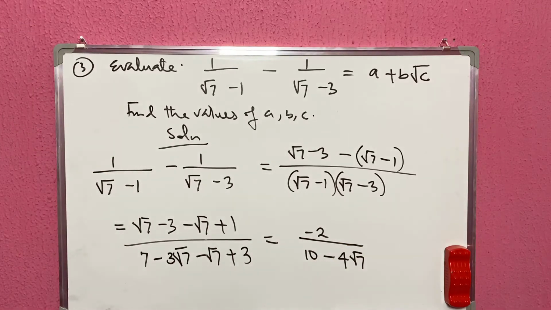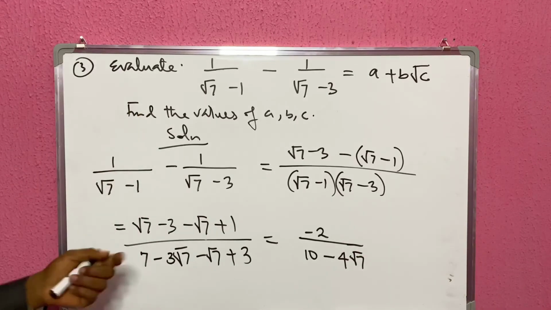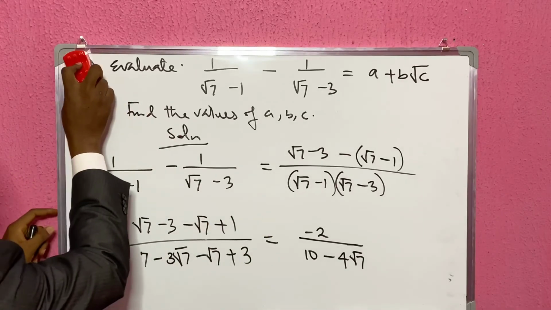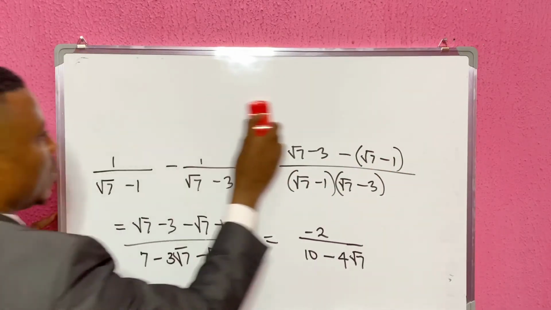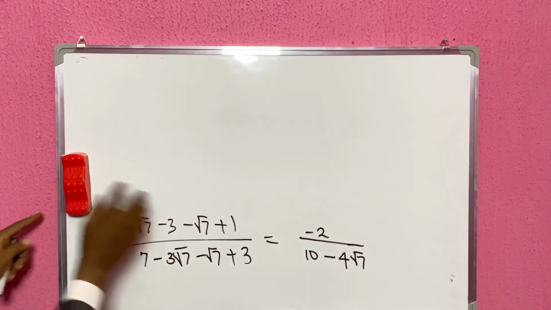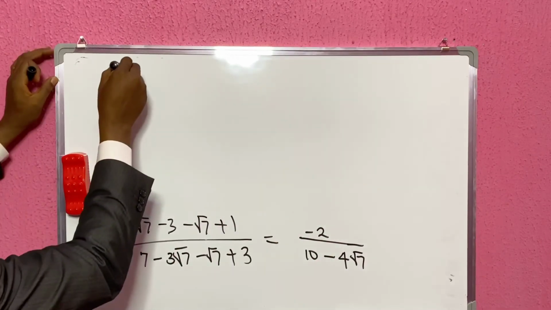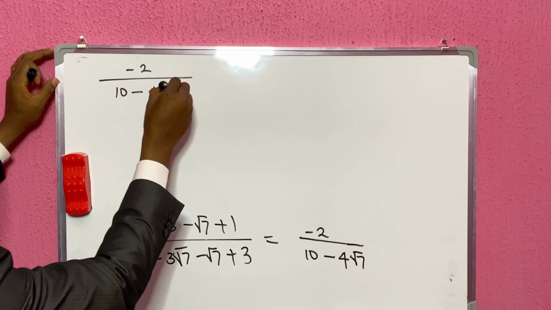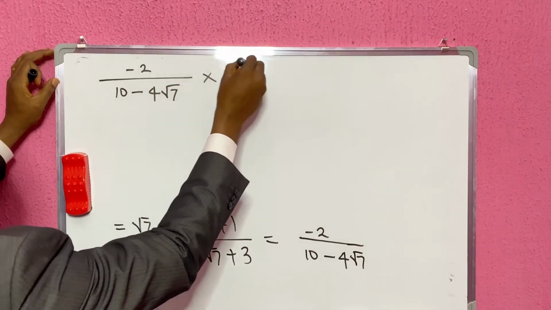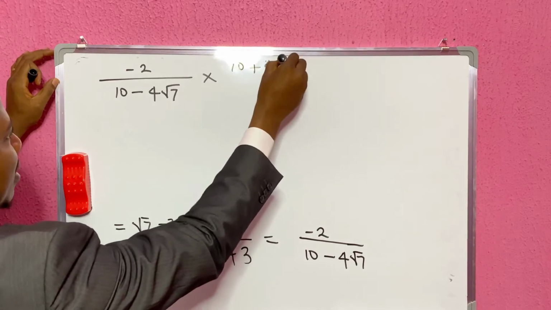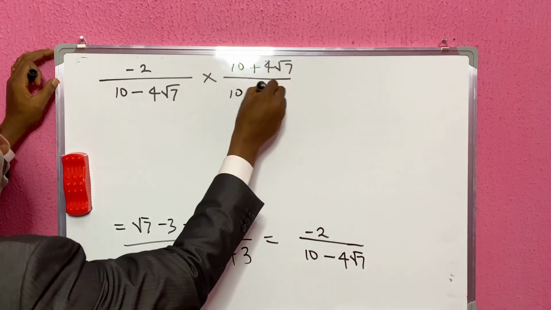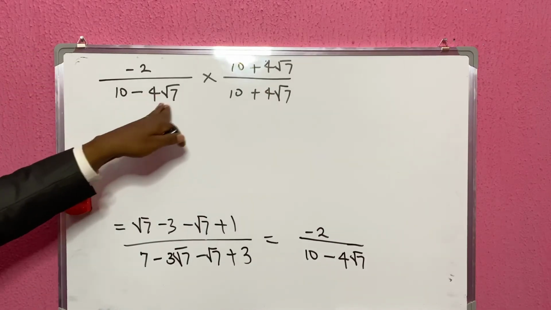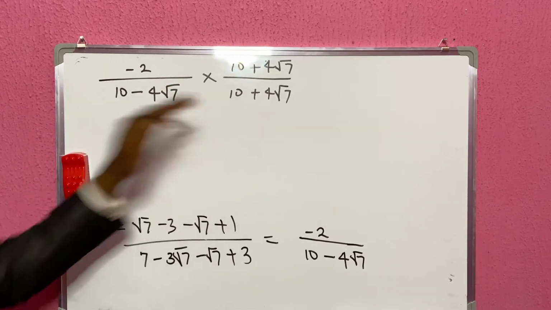At this point, look at this. You can now rationalize at this point to make sure that you remove this irrational denominator. Minus 2 over 10 minus 4 root 7, multiplied by 10 plus 4 root 7 all over 10 plus 4 root 7. The conjugate of this denominator is 10 plus 4 root 7. Multiply up and down with it.